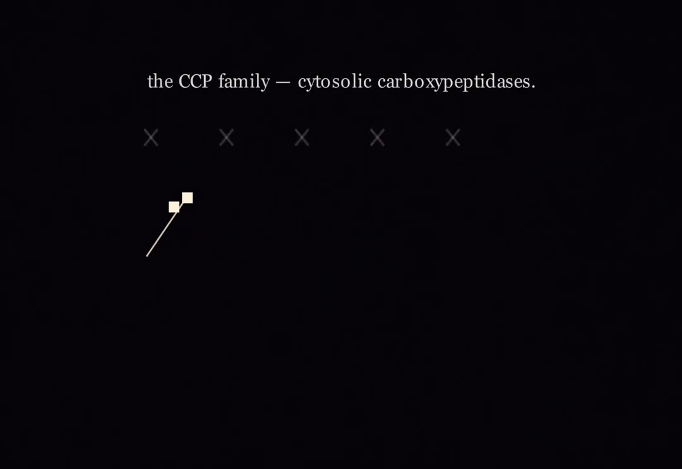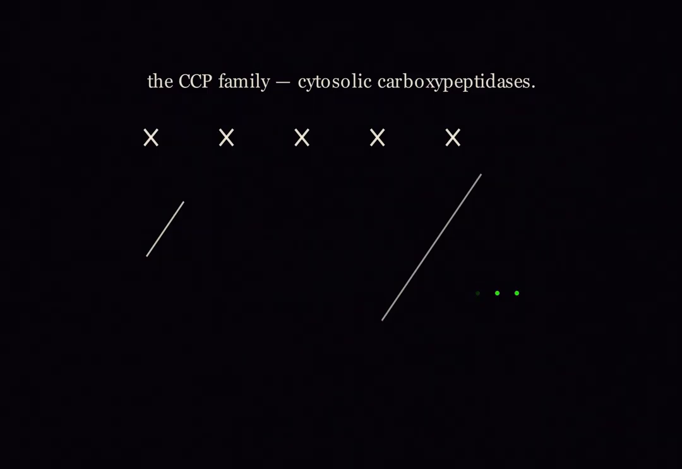Who takes the glutamate? These erasers are known, and they are a family. The cytosolic carboxypeptidases, the CCP family, enzymes that work in the cell's fluid and trim amino acids from the ends of tails. The same family cuts into the gene-encoded tail itself to make delta-2 and delta-3. One family of erasers, working both on the marks and on the tail beneath the marks.